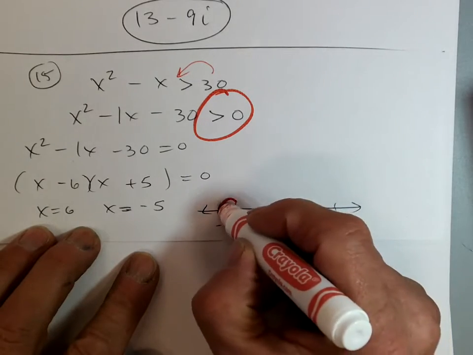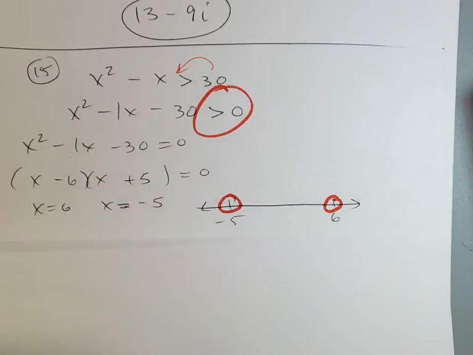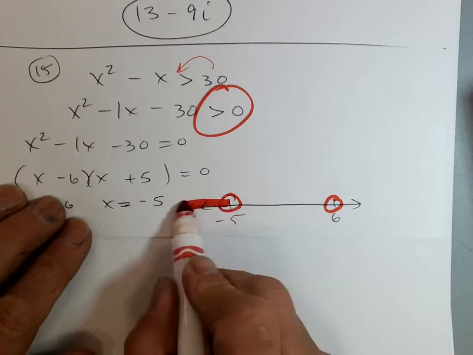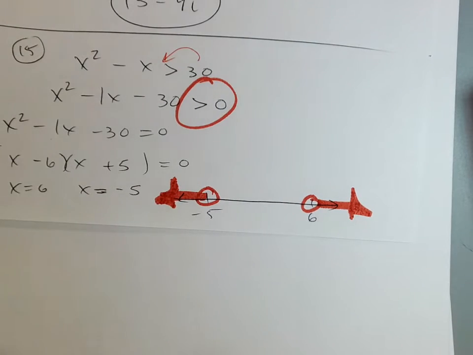So open dot. It's greater than. Which way do I shade? Anybody remember? Outside. Thank you, Hannah. Now you can test a point. You can test 0. But we don't have to test it if we know which way already. You don't have to test it. Then let's not test it. Okay.